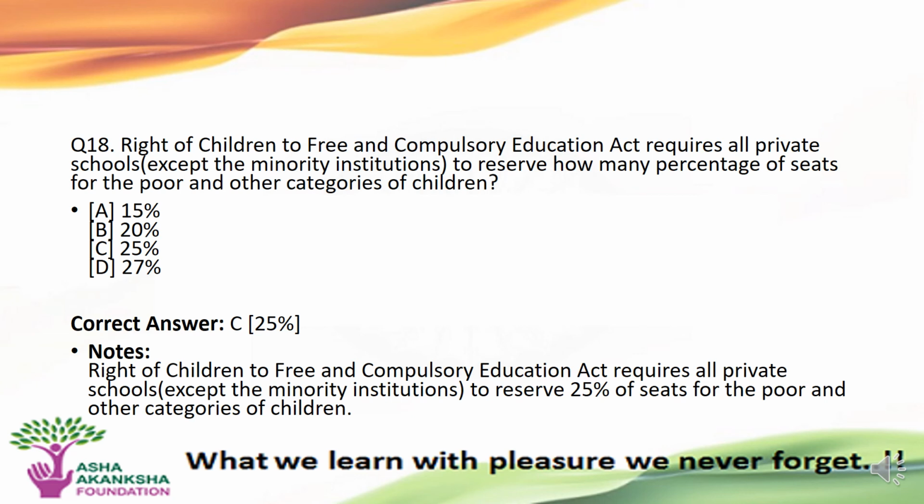Next question is, the Right of Children to Free and Compulsory Education Act requires all private schools to reserve what percentage of seats for poor and other categories of children? Options are A. 15%, B. 20%, C. 25%, or D. 27%. The correct answer to this question is C, 25%.